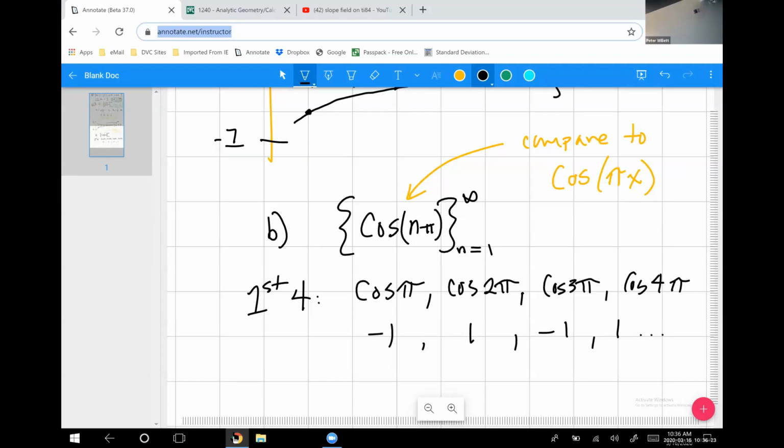Okay, so again, we're supposed to make a conjecture about a possible limiting value or a possibility of divergence. Any thoughts about that in this case?